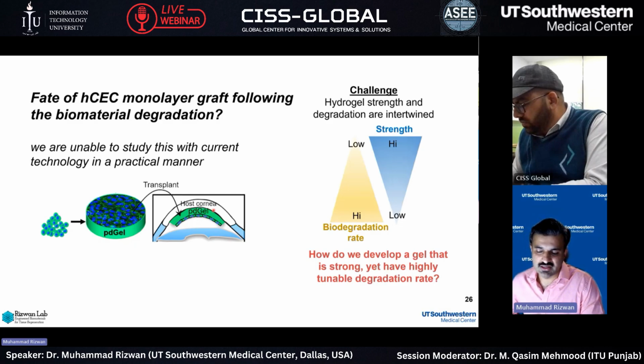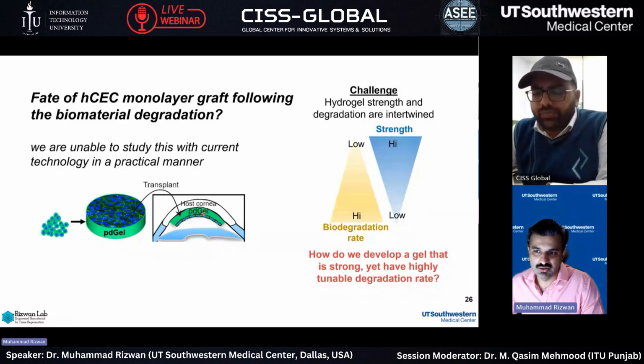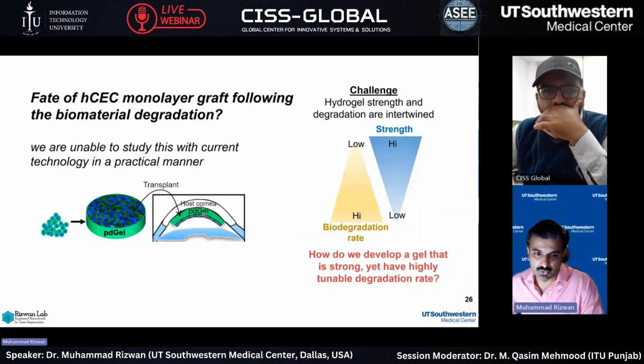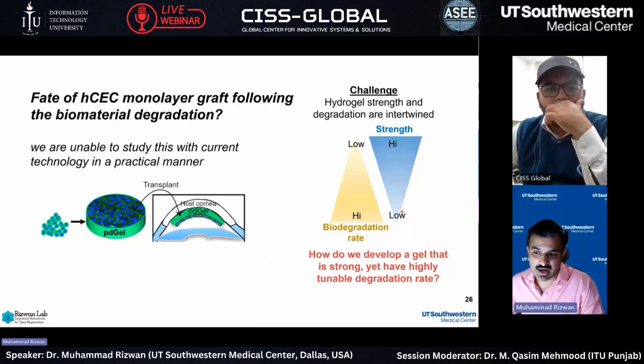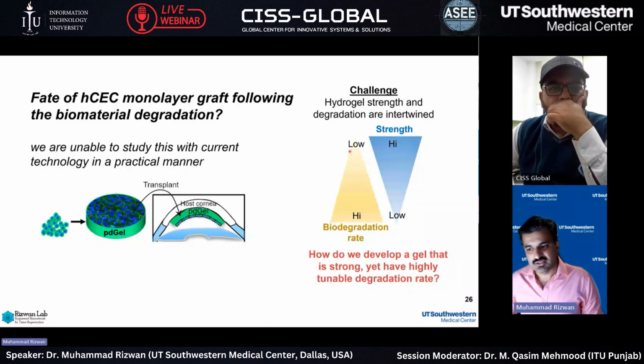Now, in the biomaterial field or in hydrogel engineering, it's always a challenge. Remember, we wanted to also make this hydrogel strong so that it does not break during the process of transplantation. And the challenge is that if you try to make something strong, the biodegradation rate goes down. And if you want to increase the biodegradation rate, the hydrogel strength will have to be lowered. How do we achieve high strength and also a high biodegradation rate? We thought that the regular engineering processes will not allow us to achieve this. So we'll have to be a bit more creative.